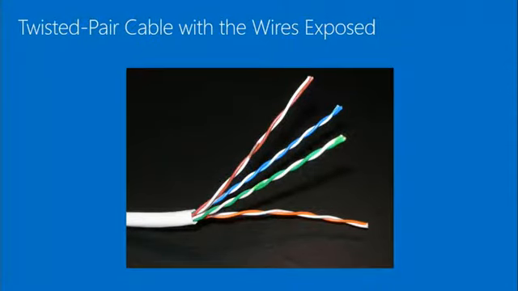So we see the 4 twisted pairs here, blue, green, orange, and brown. Typically, this is just the cable. You're probably more used to seeing a jack on the end of this. All these wires are moved apart, separated, and shoved into the jack. And then you use tools to basically crimp that down. We'll talk about those tools in a minute.